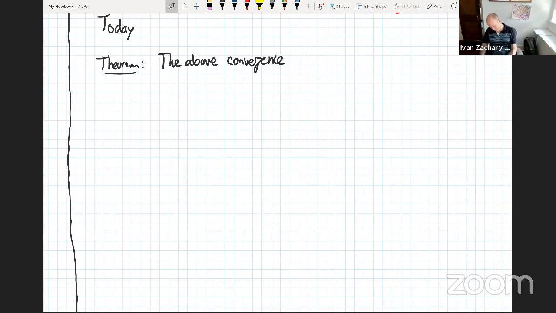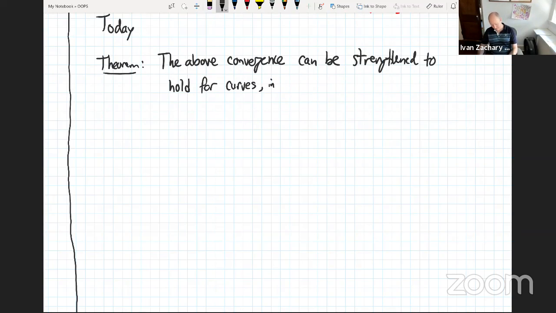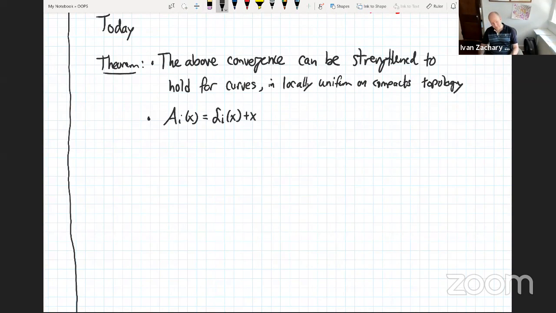Okay, so the above convergence can be strengthened to hold for curves, not just finite dimensional distributions, in a locally uniform on compact sets topology. So the topology where you usually talk about functional CLTs. The A_i of x, which I define as this plus the parabola, is stationary. So this is the Airy Line Ensemble. So the first result justifies that this is a collection of random curves, not just in terms of the finite dimensional distribution.